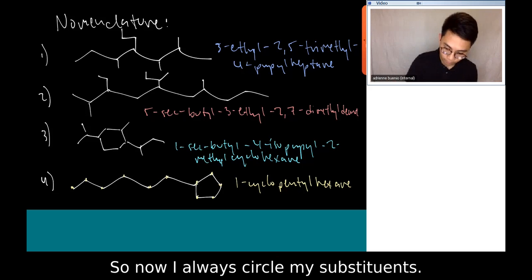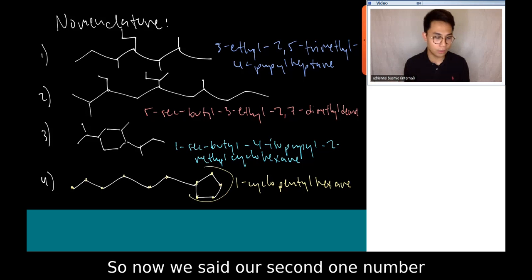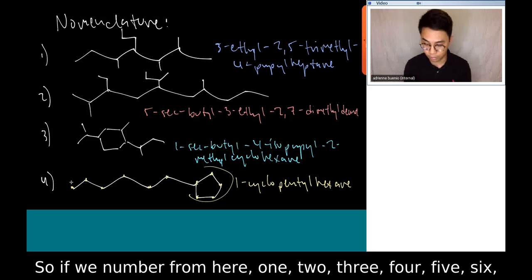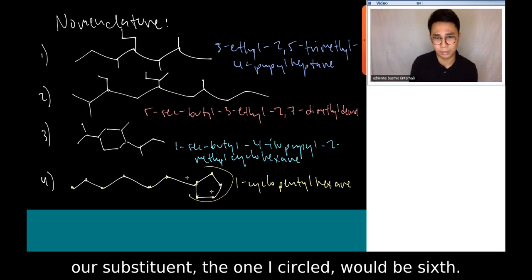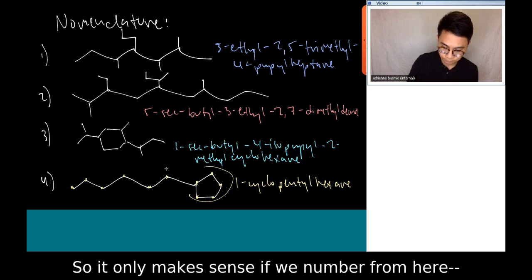Okay. So now I always circle my substituents. So I'm gonna circle this because now this is a substituent, right? So now we said our second rule: number with the substituents at the lowest number, right? So if we number from here, 1, 2, 3, 4, 5, 6, the substituent I circled would be 6. But if I number from here, it'll be 1. So it only makes sense if we number from here, right?